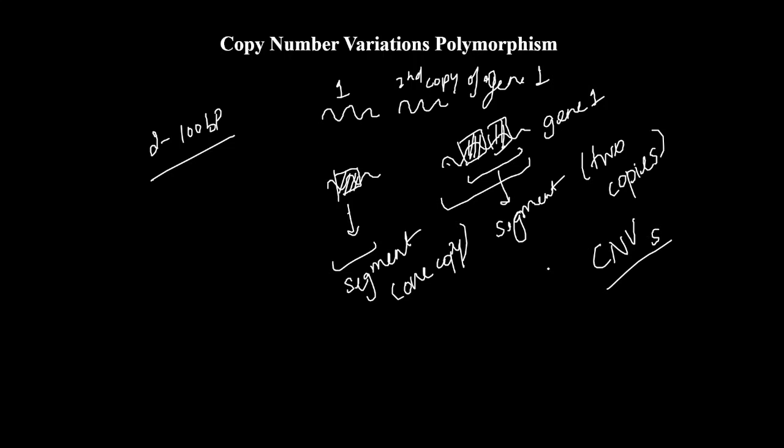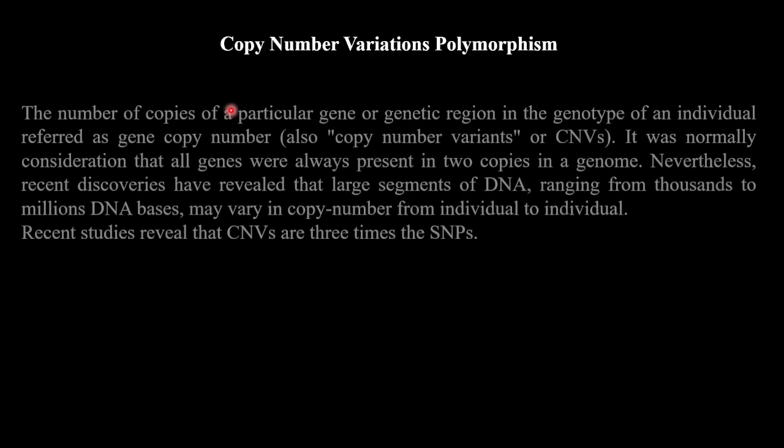It's not the repetitive sequences. Here you can see the whole gene is copied. This is gene 1, this is the second copy of gene 1. Here, only a segment of gene 1 is copied twice. So in one individual it could be one copy, and in another individual it could be two copies. While in the case of repetitive sequences, the sequences are always in the form of repeats, usually 2 to 200 base pairs. So these are the copy number variations.